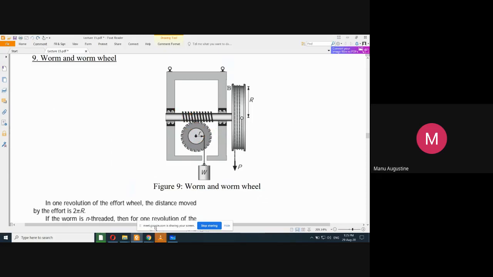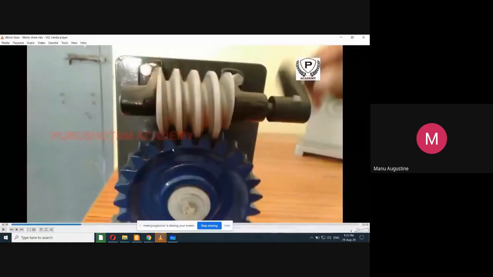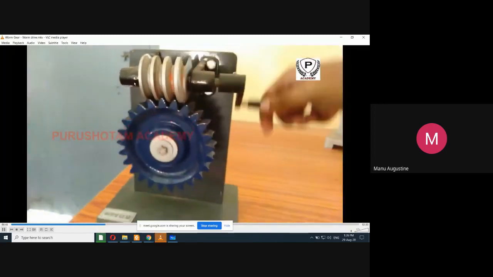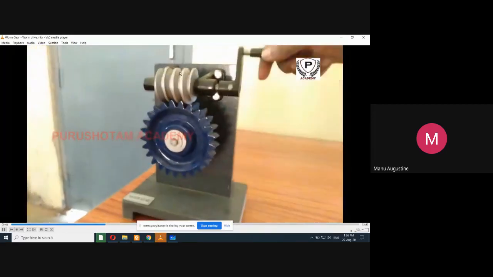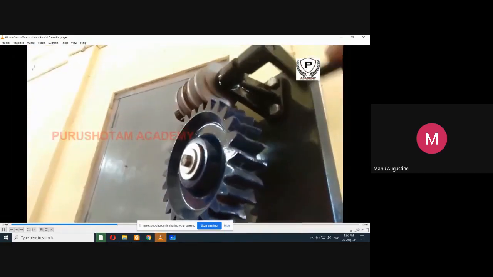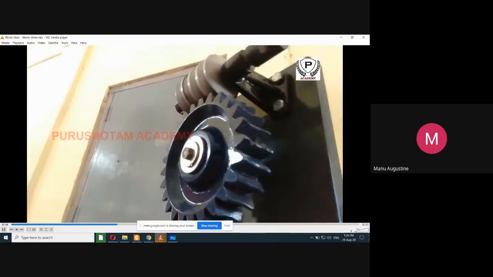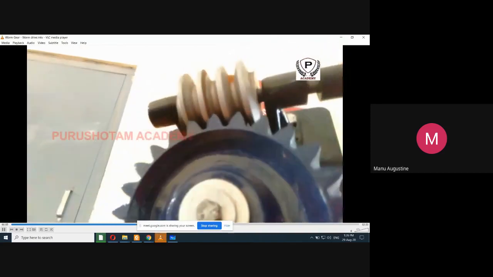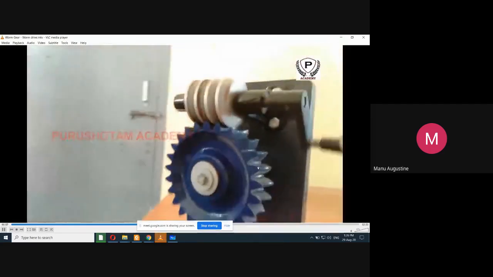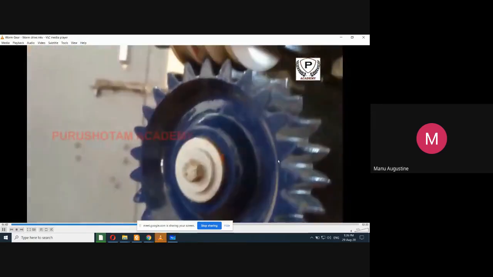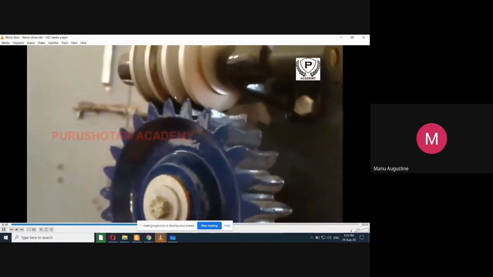Now let us see how the arrangement here is. I'll just play this video and then explain it to you. See, this is the worm. Now you actually see how a worm is meshing with the teeth of the gear, and when you rotate the worm in a particular direction, how it makes the rotation of the gear or the worm wheel possible. So just have a good look at this video. This will actually explain how these teeth are meshing.